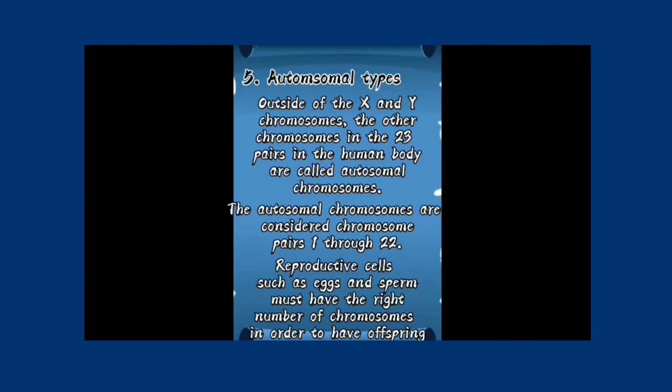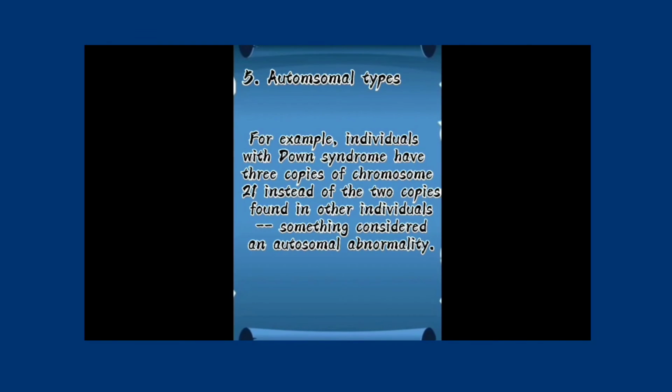The last characteristic of the chromosome is the autosomal types. Outside of the X and Y chromosomes, the other chromosomes in the 23 pairs in the human body are called autosomal chromosomes. The autosomal chromosomes are considered chromosome pairs 1 through 22. Reproductive cells such as eggs and sperm must have the right number of chromosomes in order to have offspring that develop correctly. For example, individuals with Down syndrome have 3 copies of chromosome 21 instead of the 2 copies found in other individuals, something considered an autosomal abnormality.